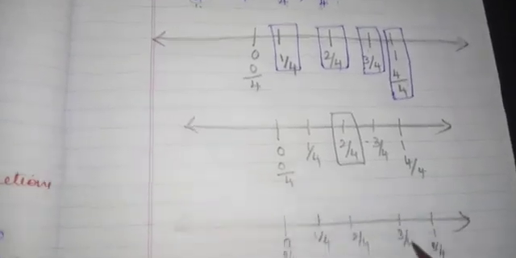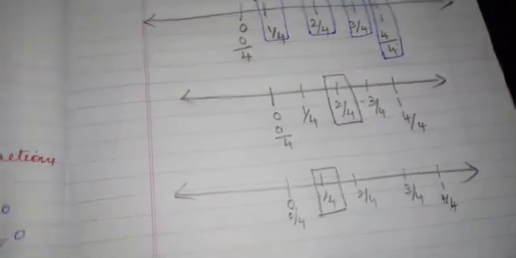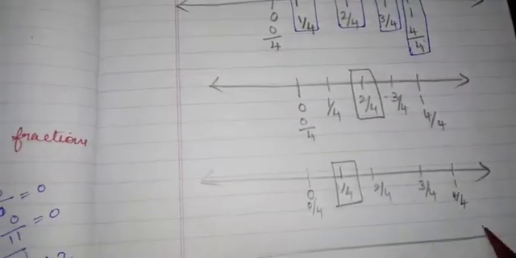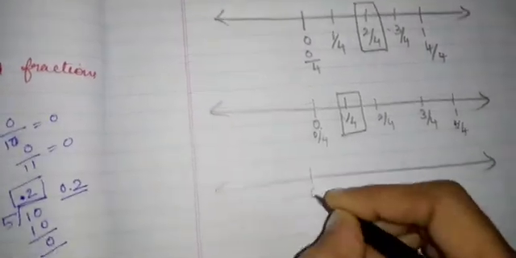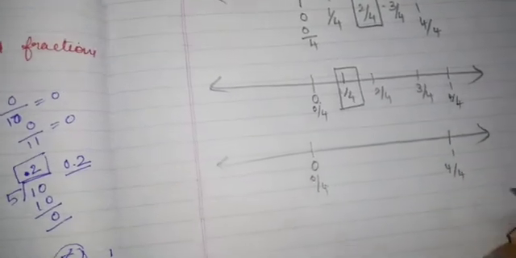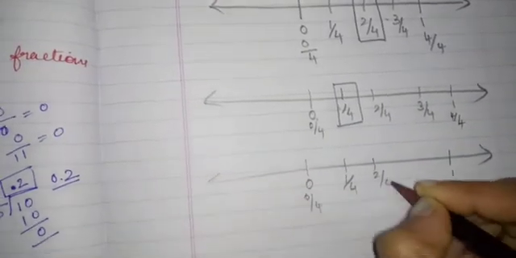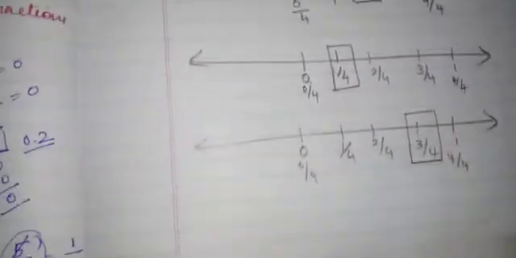First you plot every point. In that, 1 by 4, you can box it. Okay, next. 0, 1, 0 by 4, 4 by 4, 1 by 4, 2 by 4, 3 by 4. What is the third value? 3 by 4. So you put a box on the 3 by 4.